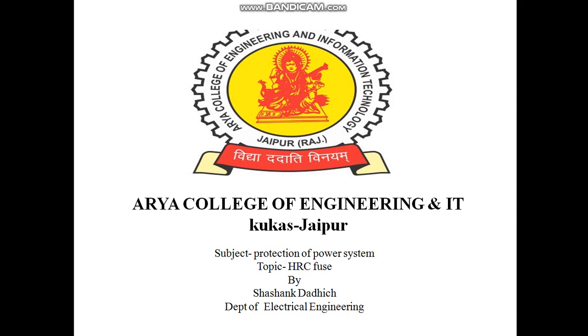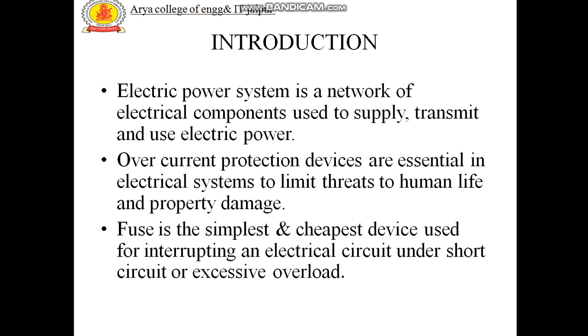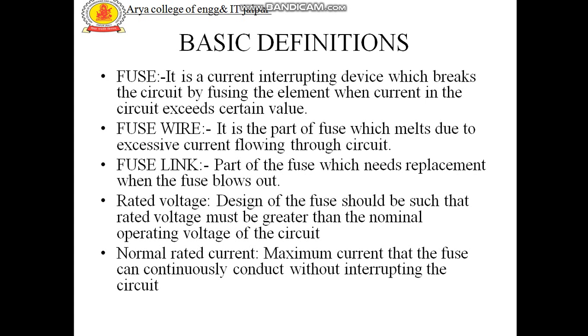In this lecture, we are going to discuss fuses and the HRC fuse. An electric power system is a network of electrical components used to supply, transmit and use electric power. Overcurrent protection devices are essential in the electrical system to limit threats to human life and property damage. A fuse is the simplest and cheapest device used for interrupting an electrical circuit under short circuit or excessive overloads.